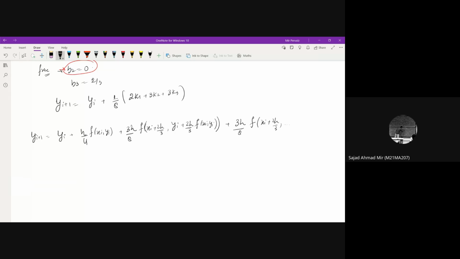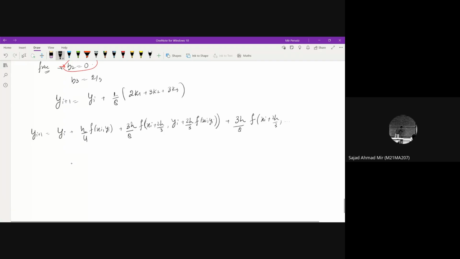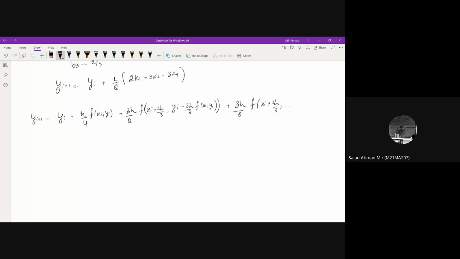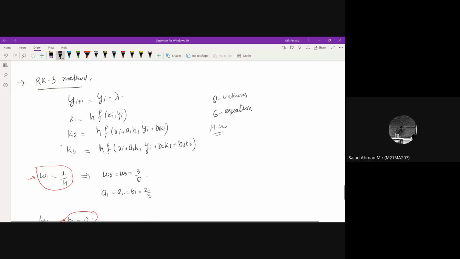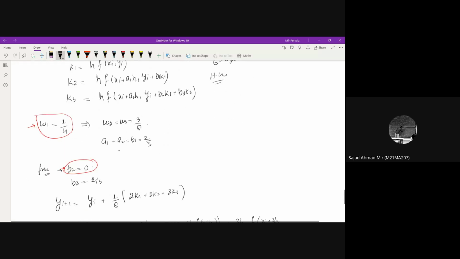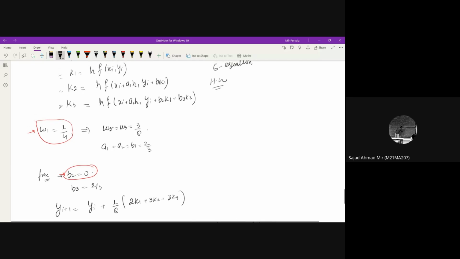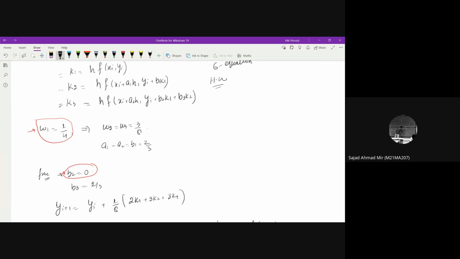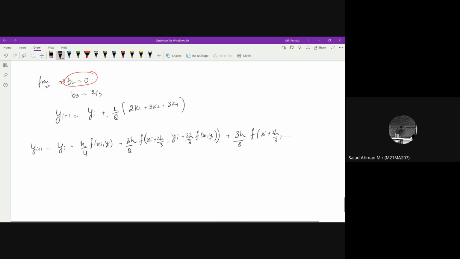Okay, this is your scheme for the RK3 method. You are using three terms k1, k2, k3 here, and the values are of these a1, a2, b1, b2. Those can be calculated by setting the free variables to some values, and you will get the values in other equations. So this was the RK3 method.